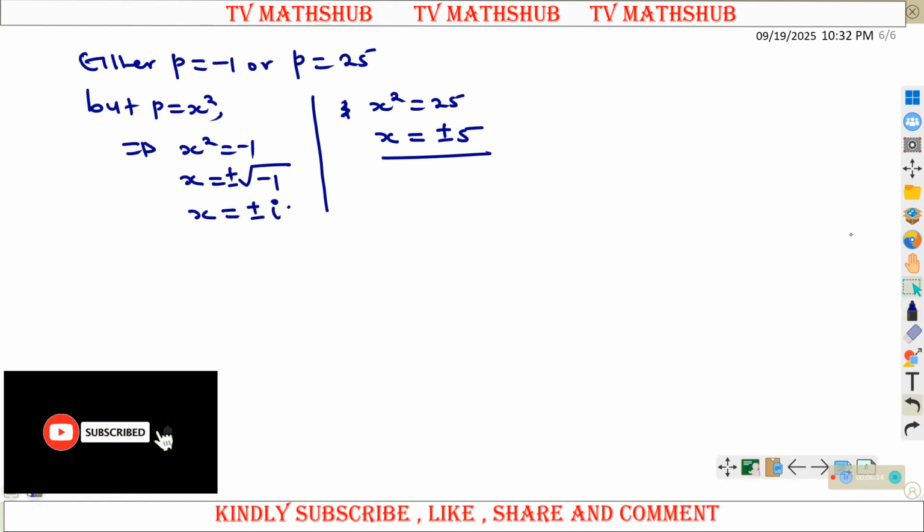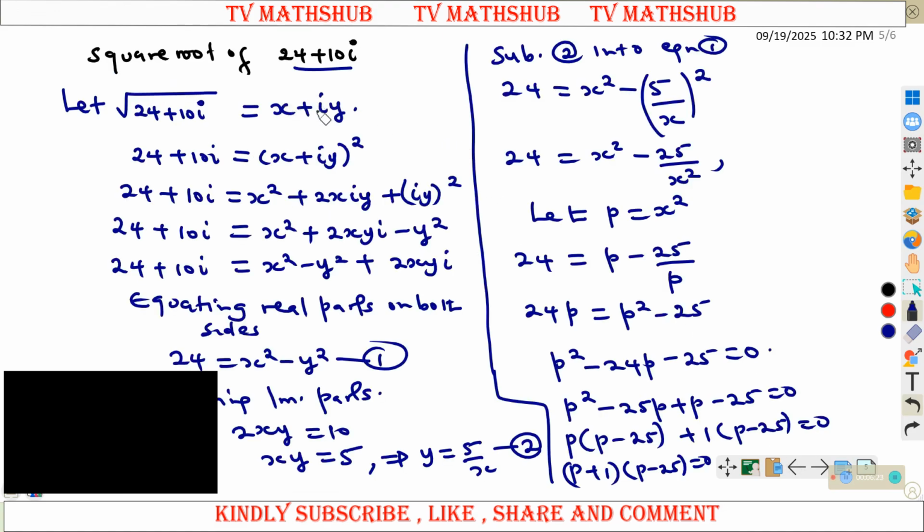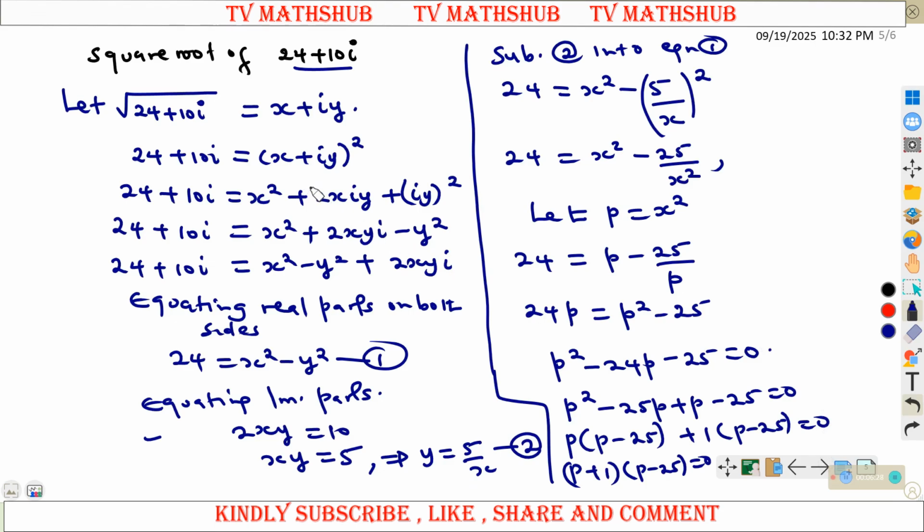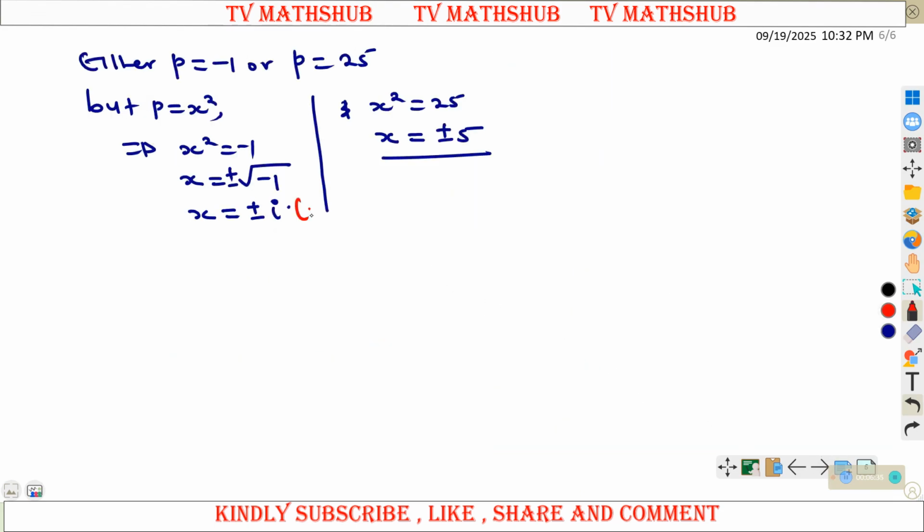So now from this given point, we have got our x as this and our x as that. But recall that x and y must be real numbers. So for that case, this part here will be ignored. So for that case, we shall be taking our x as plus or minus 5.